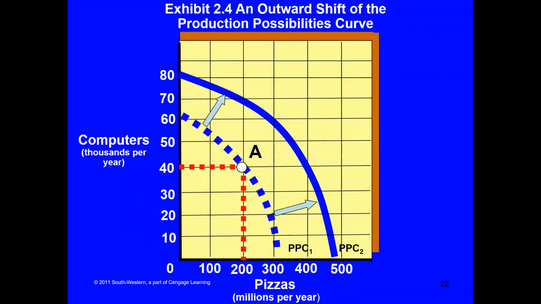When we go from that dotted blue line to that solid blue line, you'll notice that on this particular example, both of the end points shift for both computers and pizzas. It could be just one of the endpoints moving, and that would still be considered a shift or economic growth. For example, this solid blue line could be at 500 pizzas and still be at 60 computers, but that would still be considered a shift because one of the endpoints has moved.